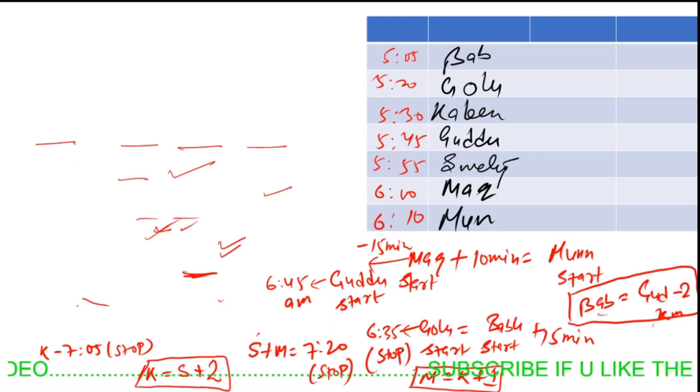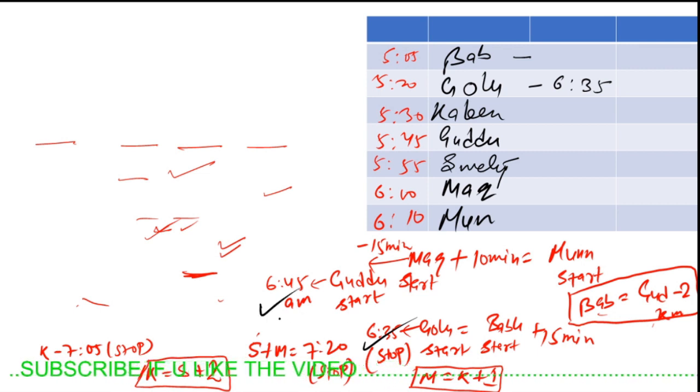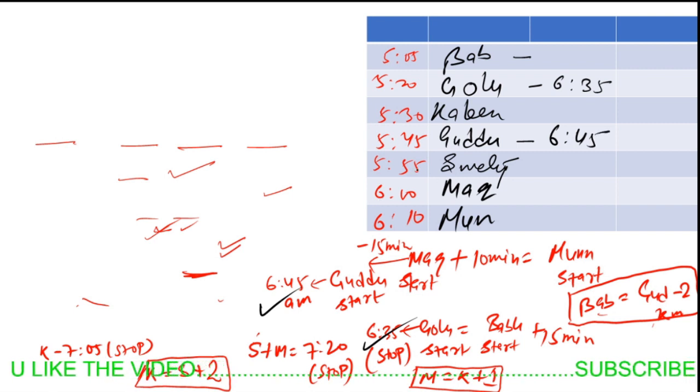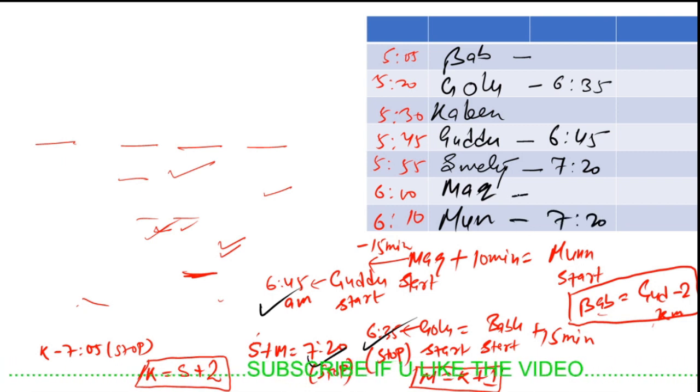Okay, we know that Golu stopped at 6:35, and we know that Guddu stops at 6:45 a.m. We also know that Sweetie stops at 7:20, and also Munna stops at 7:20. Now we have to find the stopping time of Bablu, Kalin and Maqbool.